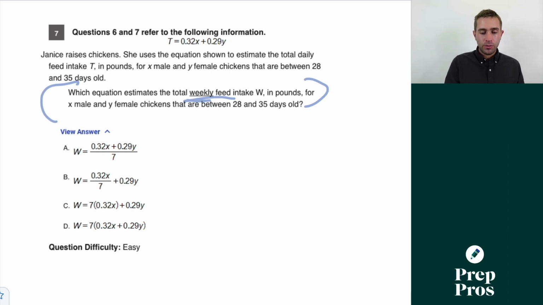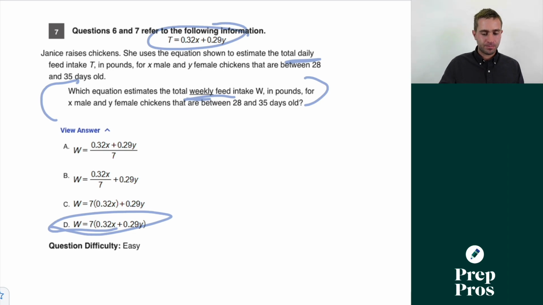Well, we know this equation up here is giving our daily intake. So if we're thinking about weekly intake, we have 7 days in a week, so we simply need to be multiplying, not dividing, multiplying the entirety of this equation by 7 because there's 7 days in a week, so it's going to be 7 times as great. The only one that does that is going to be D here.